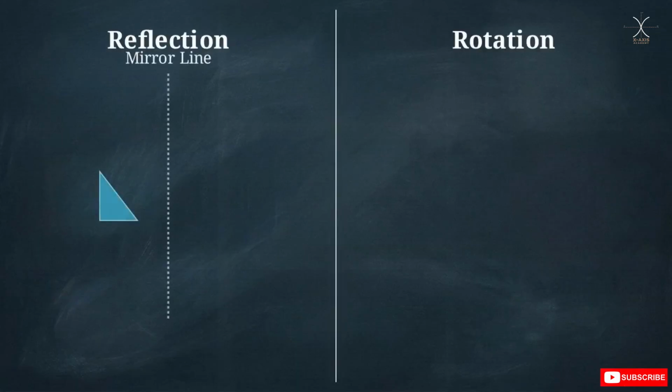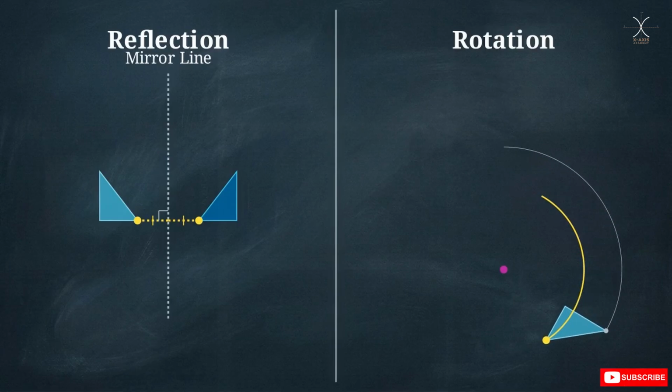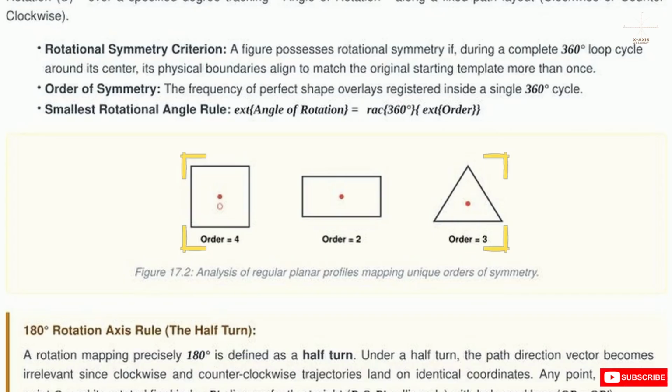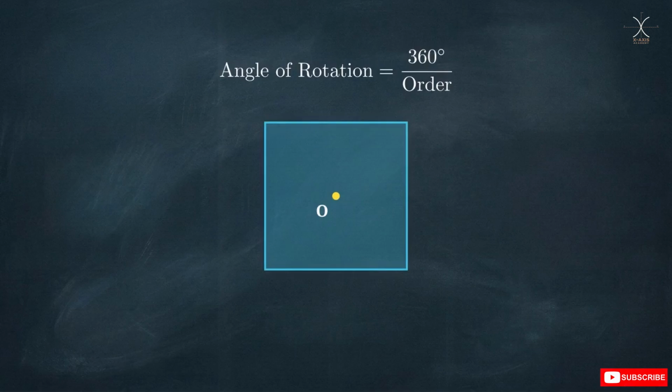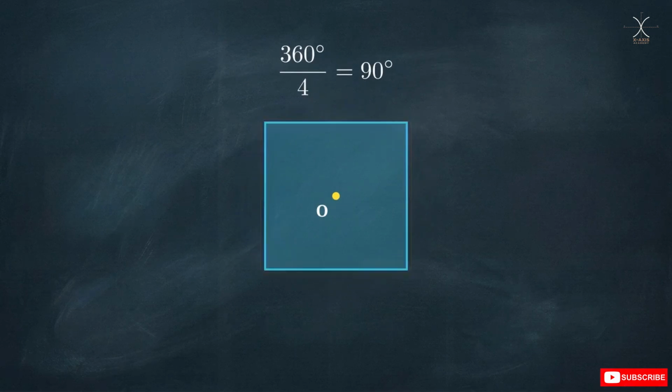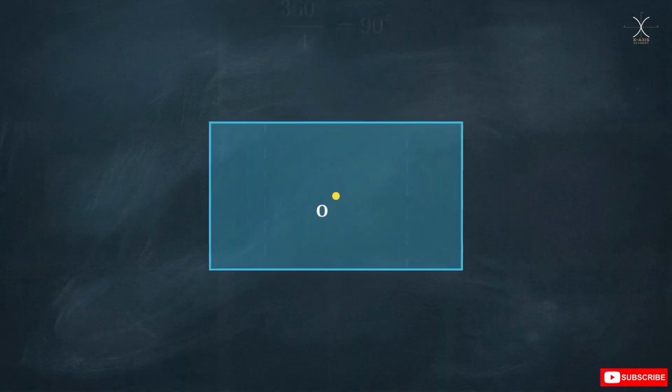While reflection flips a point across an axis, rotational symmetry sweeps a geometric element through a circular path around a stationary node called the center of rotation. This analysis of regular planar profiles defines the order of symmetry. This is the frequency of perfect shape overlays registered inside a single 360-degree cycle. We calculate the smallest rotational angle by dividing 360 degrees by the order. For this square, dividing 360 by an order of 4 gives us a 90-degree alignment step.